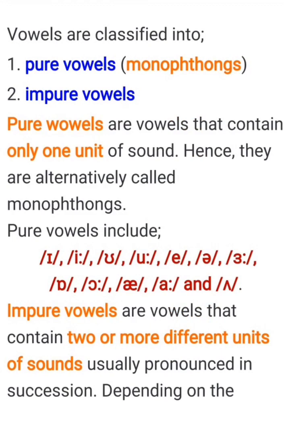Then the next one is O. Then the next one is O, that's the longer version. Then the next one is A. Then the next one is A, that's the longer version. And of course the last. So you can see that while pronouncing each of them, it is only one sound we produce, not two sounds in succession. And so that makes them pure vowels or monophthongs.